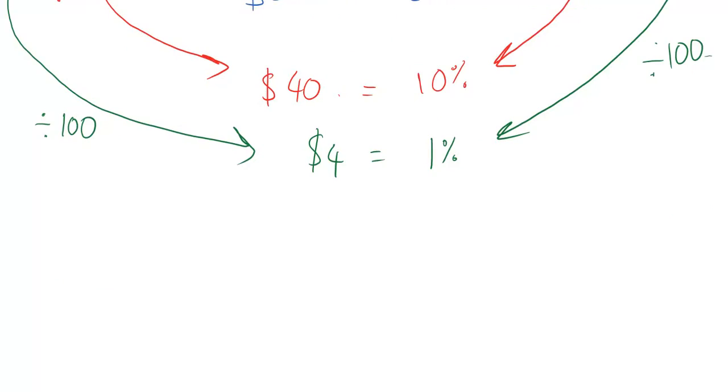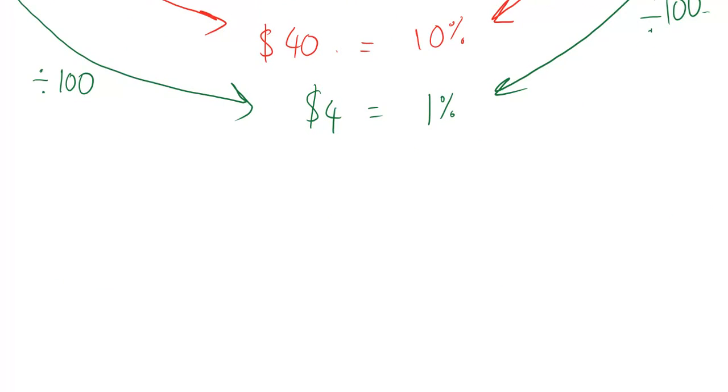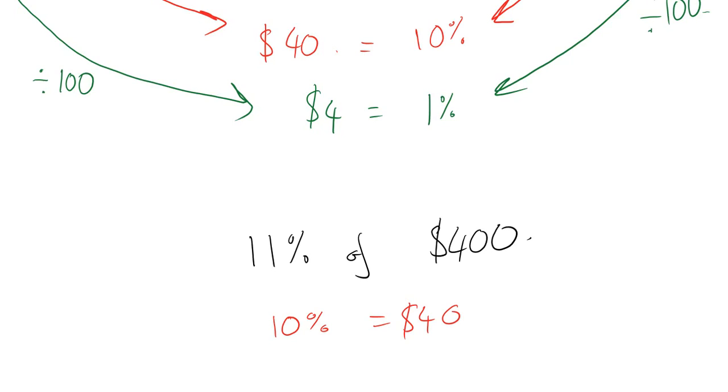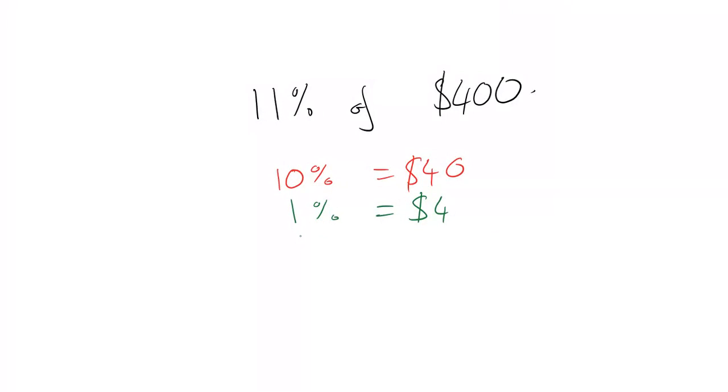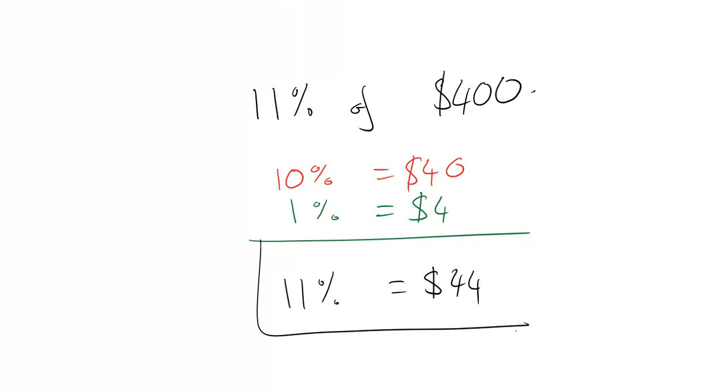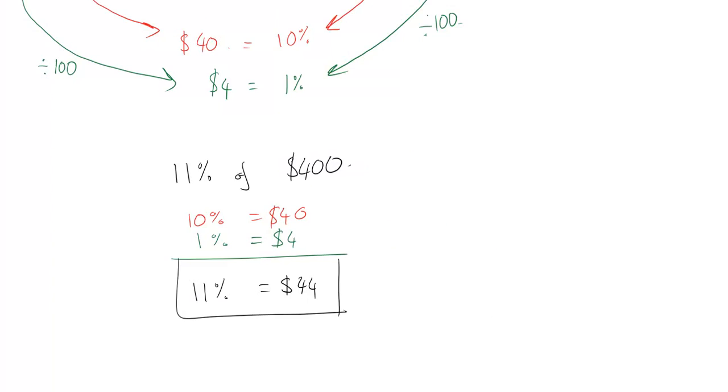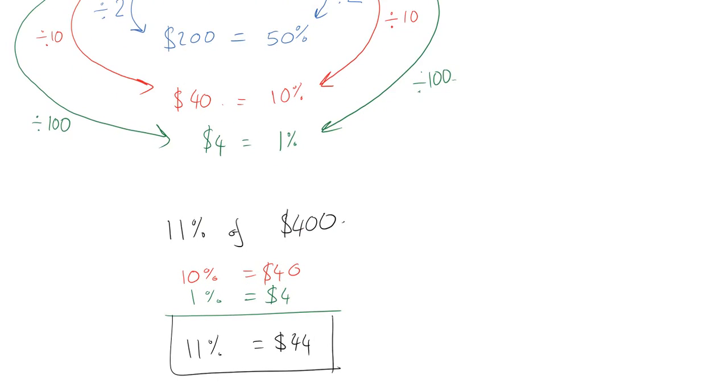So for example, if I wanted to find 11% of $400, well, I've already worked out that 10% is worth $40. And I've also already found out that 1% is worth $4. So that will mean that my 11% is the combination of these two things, $44. So I can use these to help me. And that's how we're going to practice our percentages with non-calculator.